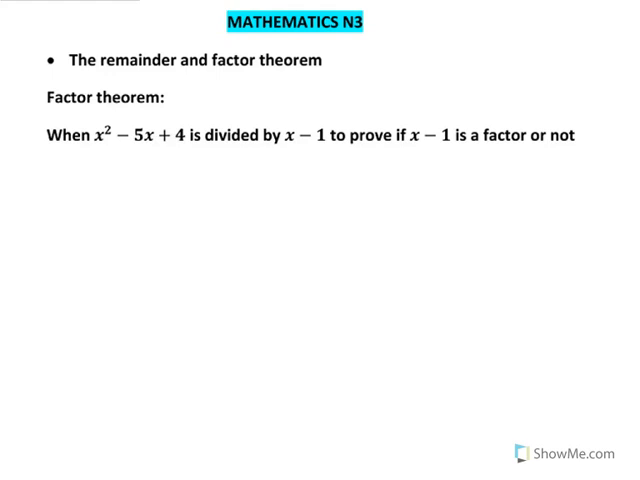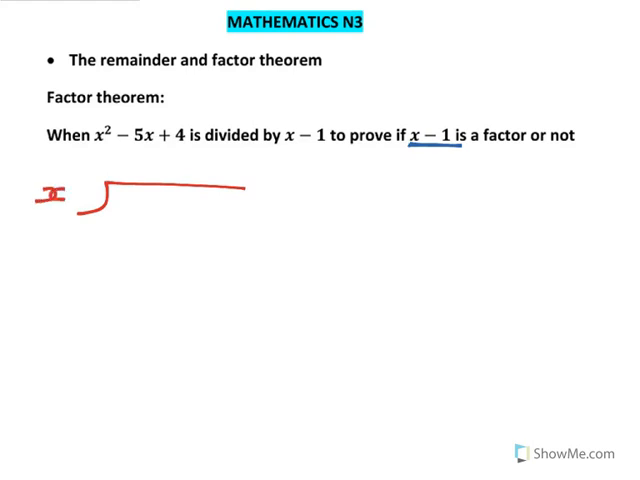Now, using the same concept, let us look at variables. When x squared minus 5x plus 4 is divided by x minus 1, prove whether x minus 1 is a factor or not. I'm going to do the long division quickly and then I'll show you the quicker version of doing this.